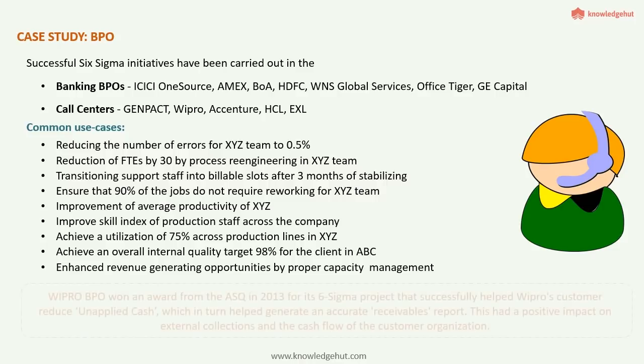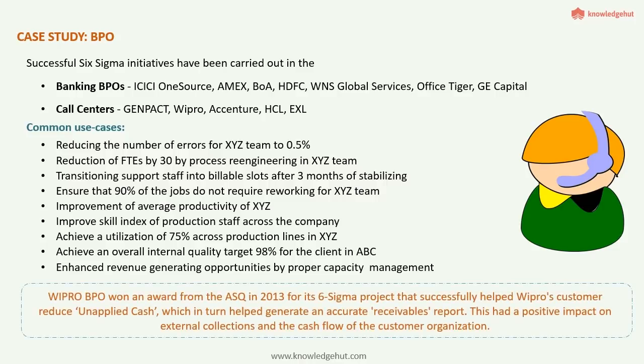It is interesting that Wipro BPO's Six Sigma Finance and Accounting project helped one of their clients reduce unapplied cash, which was a key business metric for the client, which in turn helped generate an accurate receivables report. This had a positive impact on external collections and the cash flow of the customer organization. Wipro BPO won an award from the American Society for Quality in 2013 for this project.